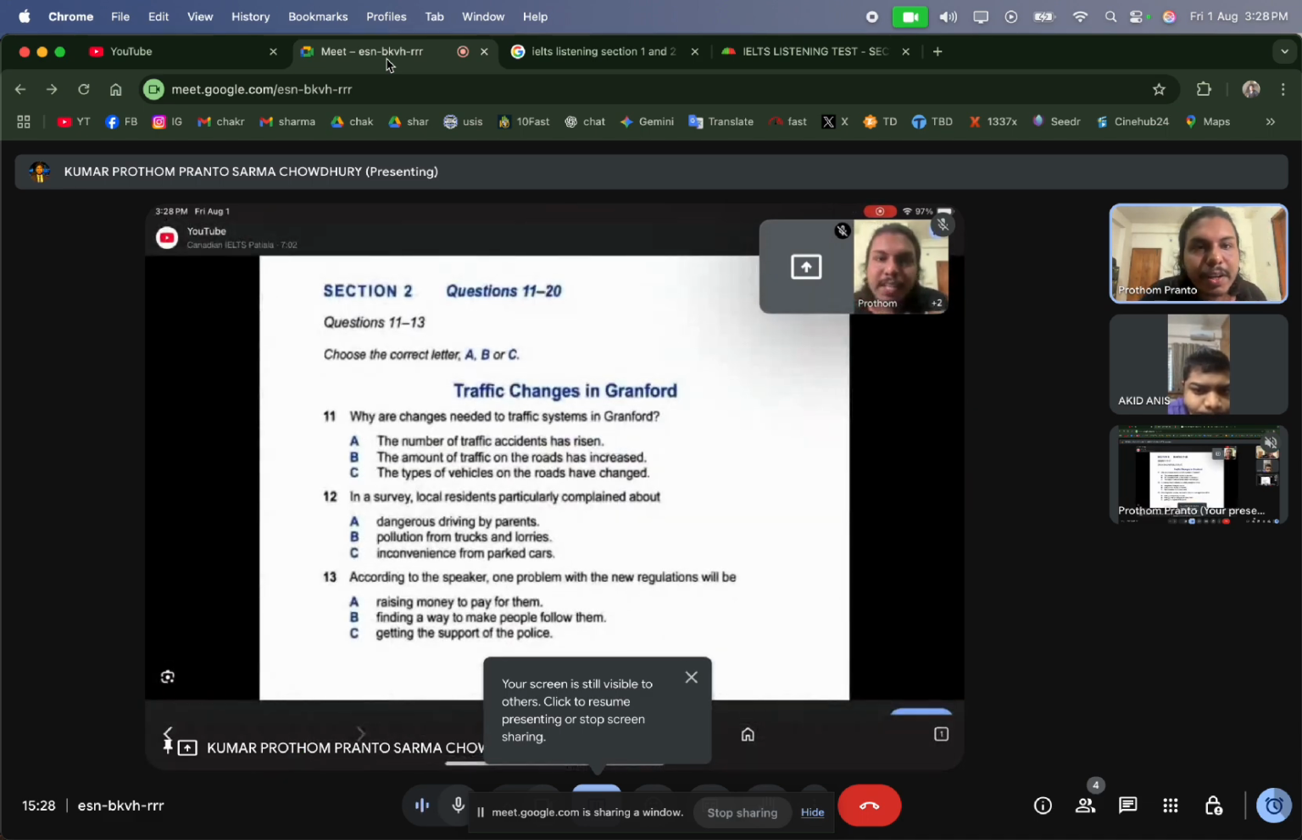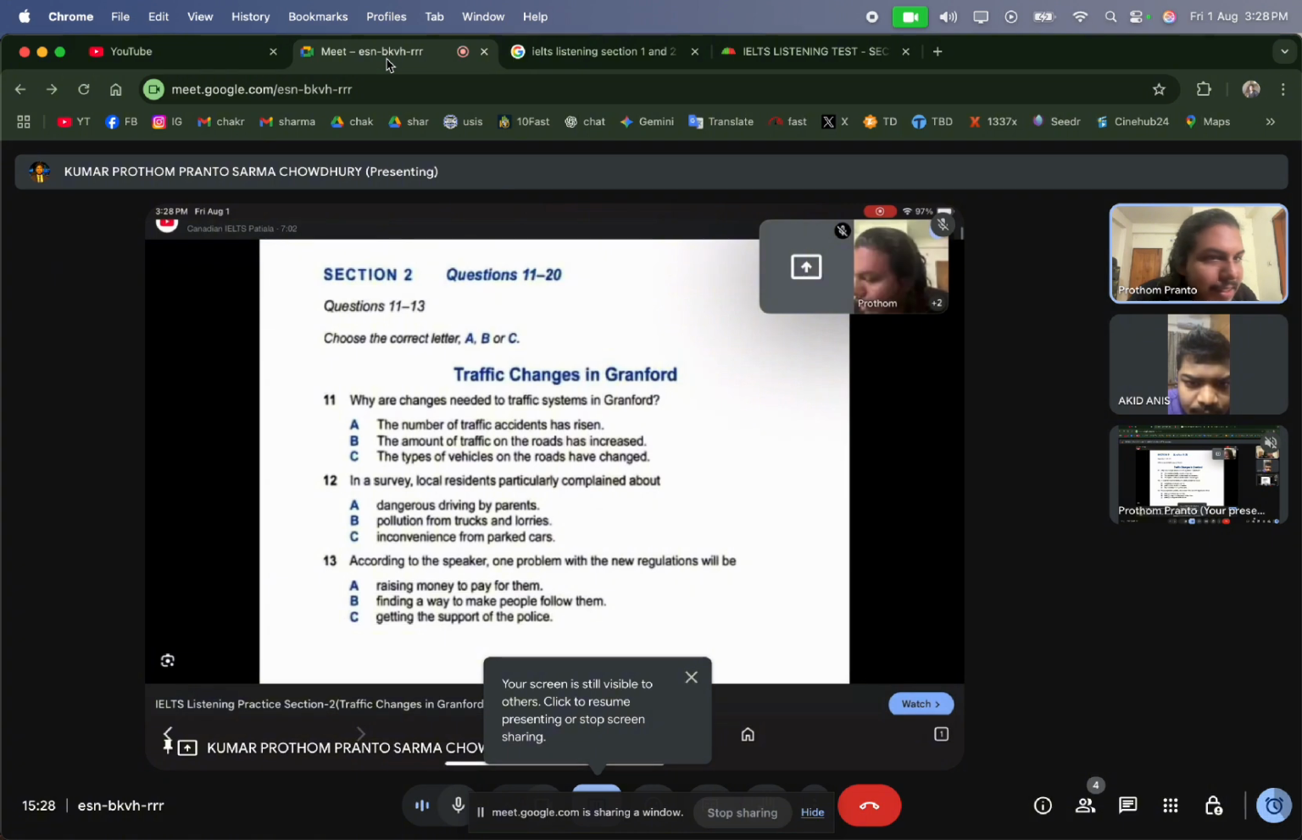Okay, so the first three questions are about traffic changes in Grandford. The speaker is giving a small speech about the changes that have been made in the area called Grandford, right? Based on that, you are required to answer these three questions.